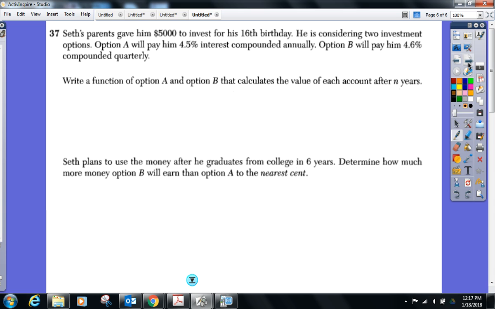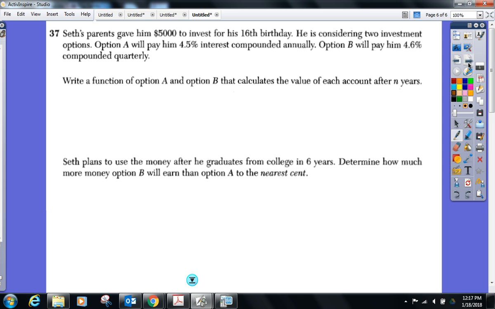Let's read about Seth. Hey, 16th birthday, $5,000. Look at that, huh? Somebody in my third period class just out of nowhere, she goes, you know what I got for my 16th birthday? A job. So I thought that was pretty good.